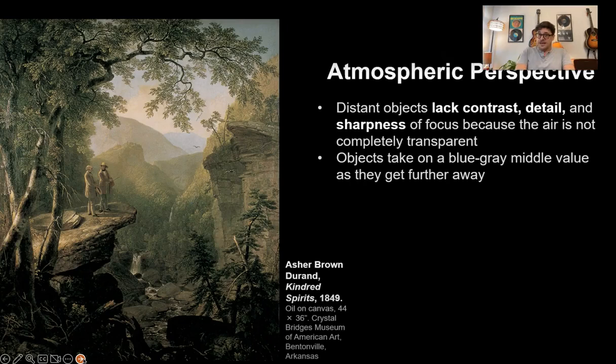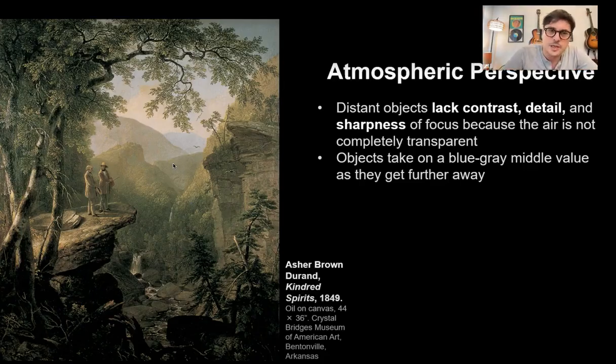Atmospheric perspective. We're going to see a lot of this when we get into Romanticism and the Hudson River School. We're going to see this because, again, these are all brand new concepts, people. We might look at this and go, oh, yeah, no big deal, that's what it always is, right? But in 1849, there was an explosion of new techniques that mimic realism. That's why we have this realistic movement.